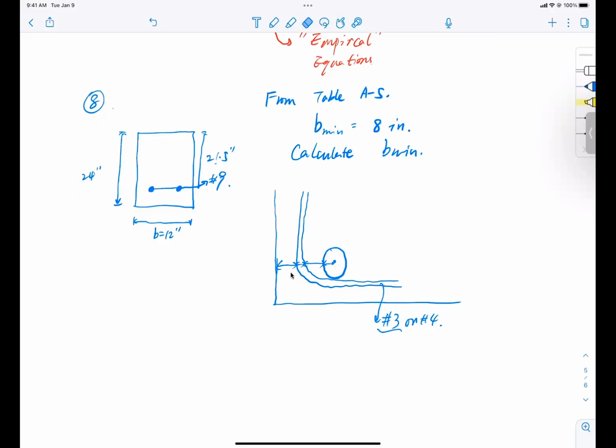Anyone? 1.5 inches. Why is that? Because I said so, right? Do you trust me? Not so much. I trust ACI though, right? Better than you, right? So ACI says there are 2 tables you can use for this. I'm going to show you the 2 tables, okay?